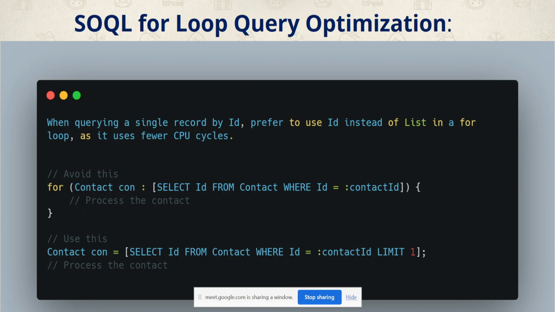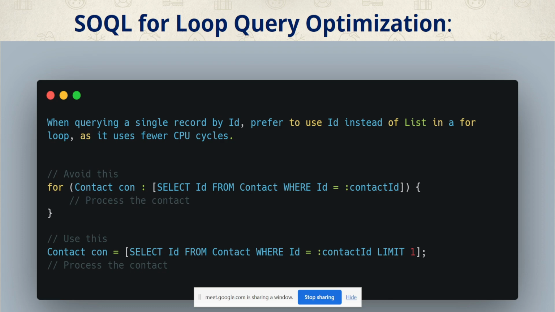Let me move into the next point, that is SOQL for loop query optimization. So here you can see some example. I will show you here. When querying a single record by ID, prefer to use ID instead of list. Suppose you need only one record, why are we using a list? Okay, so always consider this kind of thing. So if you need only a single record, use a LIMIT clause and make it a single record. Let's say I want to fetch only a single account record, so make it Account acc equal to some SOQL query with LIMIT 1, something like that.